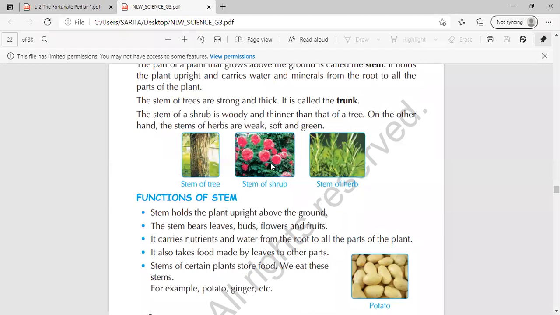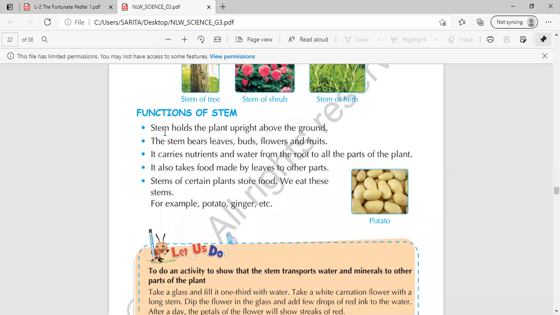The stem of a shrub is woody, but it is thin. And the stem of a tree is woody and strong and thick. Right? These are the differences between the stems of tree, shrub and herb. After that, functions of a stem. What work does the stem do in a plant?